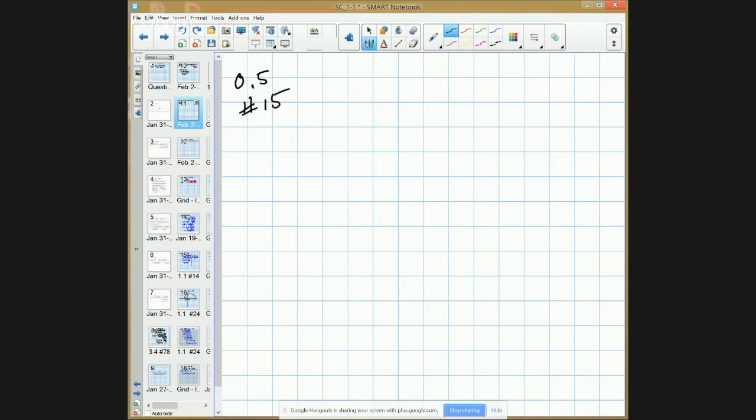It says, perform the indicated operations and simplify. So here's what the problem looks like. It's going to be kind of large, so I think I'll put it down here. We have 1 over x squared minus x minus 2, and then from that, we're supposed to subtract x over x squared minus 5x plus 6.